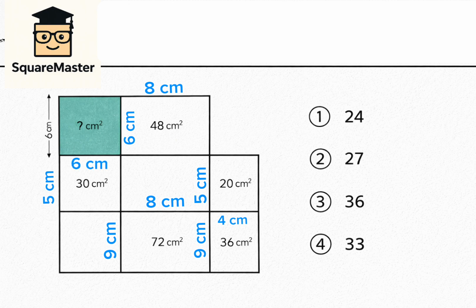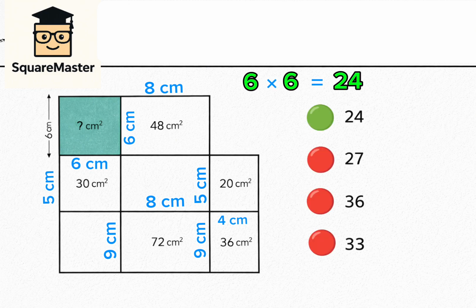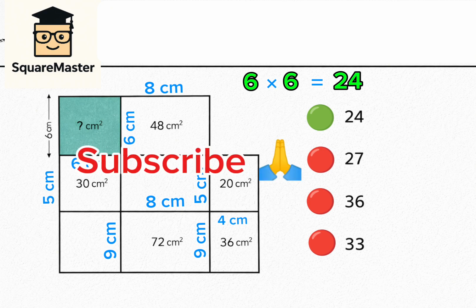Now look back at the shaded rectangle. Its height is 6, and its width is also 6. So the missing area is 6 times 6 equals 36 square centimeters. Sometimes the solution isn't about complex math. It's about seeing connections. If you enjoyed this puzzle, try solving it again without pausing and see how fast you can spot the pattern.